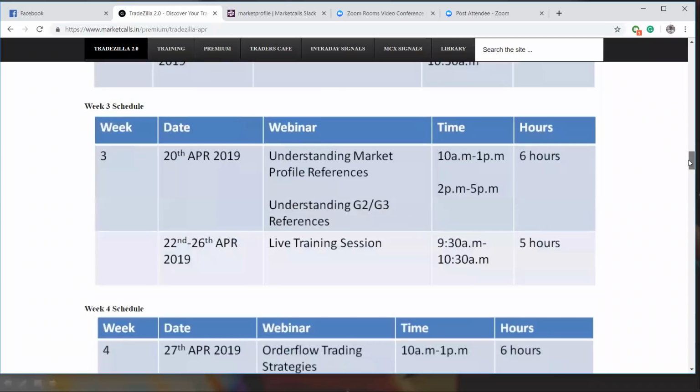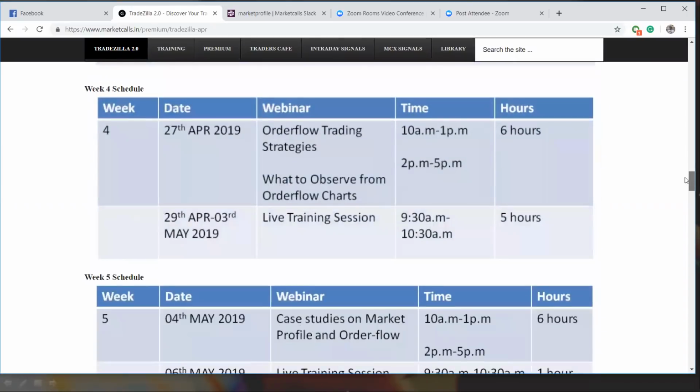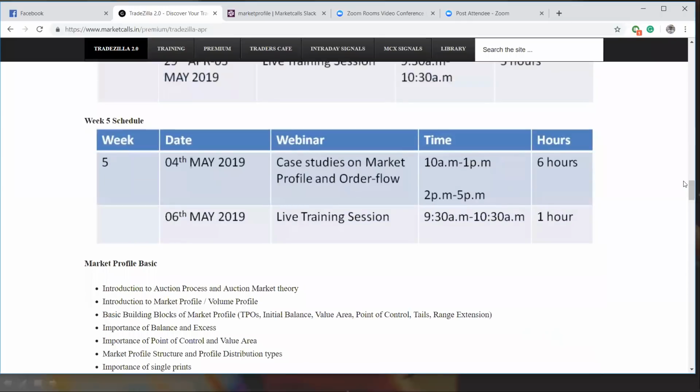So we have a schedule for week 1, week 2, week 3, week 4, week 5, and special sessions will also be conducted. If there is any event, something like an RBI announcement, even if there are any such events happening during those markets, we'll again be taking an additional session on those event days.